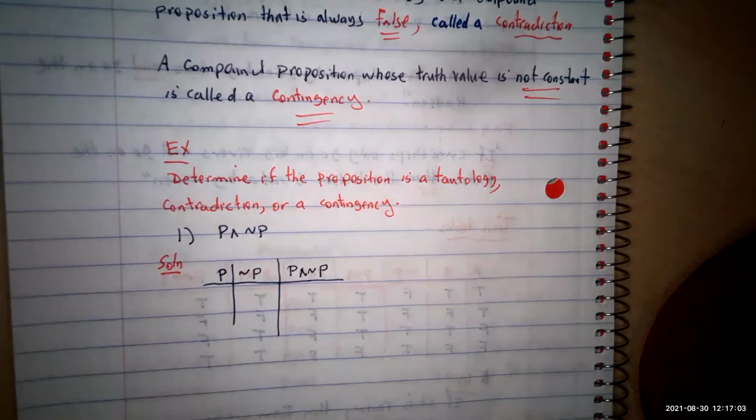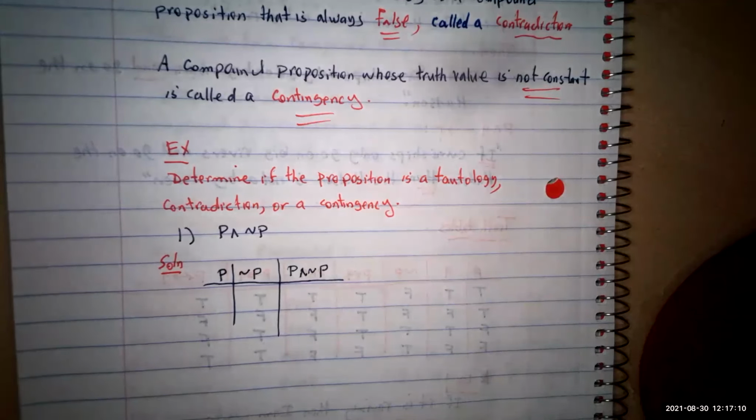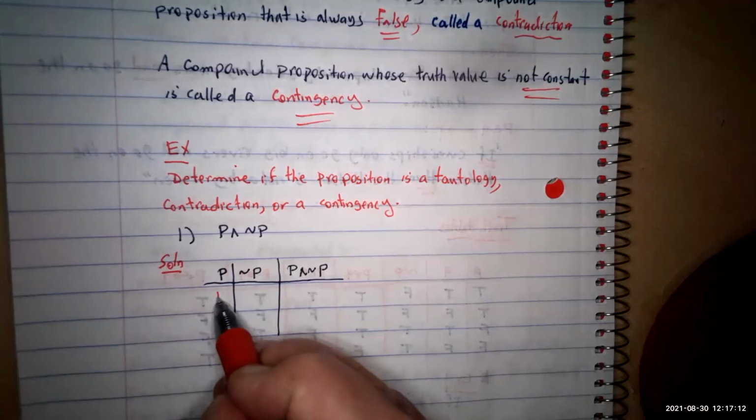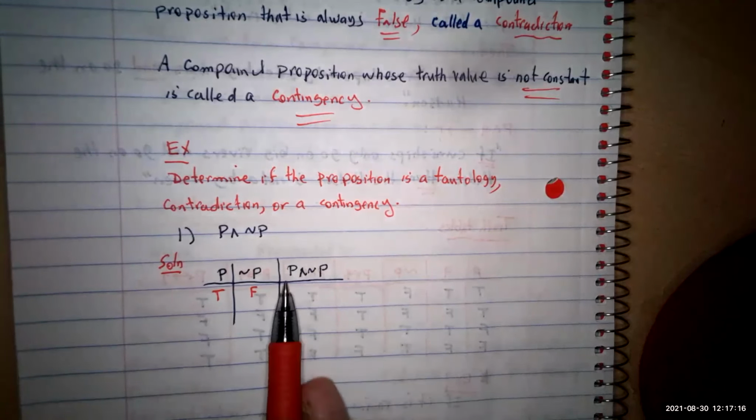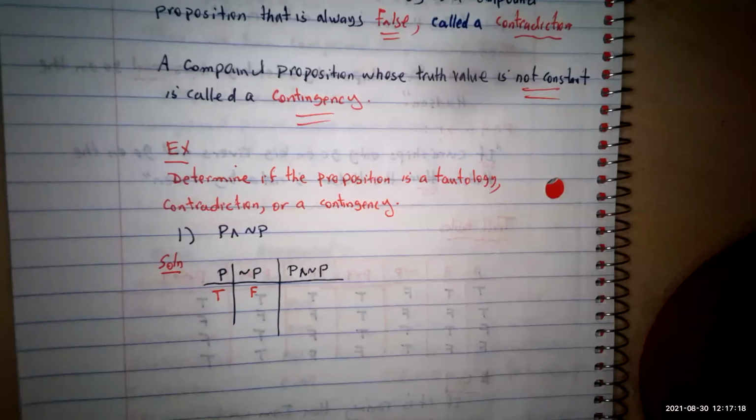Consider the possibilities. The possibilities for P are true or false. If P is true, not P is going to be false. This is an AND combination. Remember, an AND combination is going to be true only if both of them are true. Since one of them is false, the result is going to be false. Okay, that's going to be one.